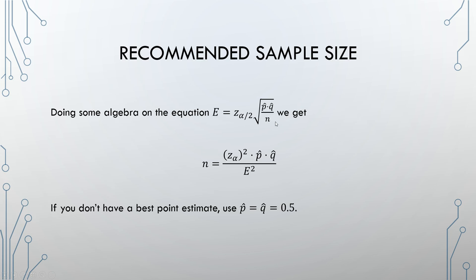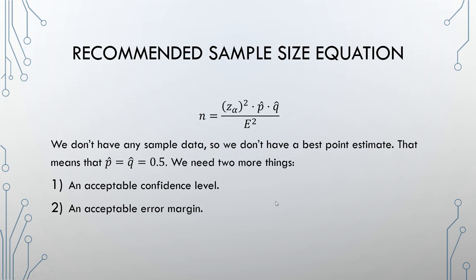So you'll see you have to multiply by root n, square both sides, divide by e squared, and that gives us the sample size we want to equal, that's a typo, the critical value squared times p hat times q hat divided by the margin of error squared. And if you don't have a best point estimate, because a lot of the times you are figuring out how many people to ask, so you don't have sample data yet, you'll just use 50-50 if you don't have anything yet. But I digress.